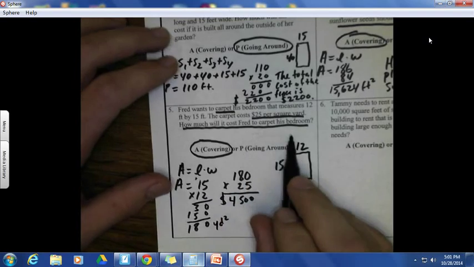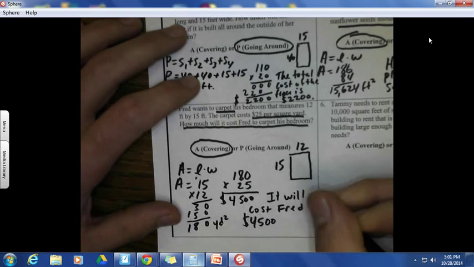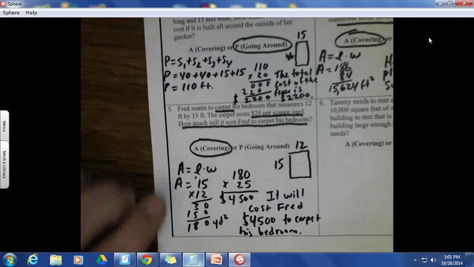So let's restate the question here. How much will it cost Fred to carpet his bedroom? It will cost Fred $4,500 to carpet his bedroom. Hopefully you write neater than I do.